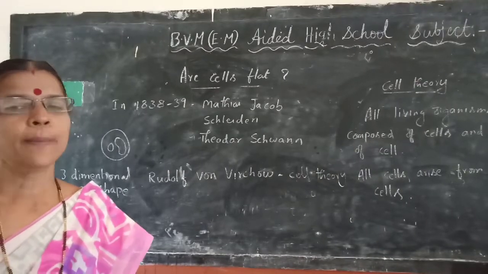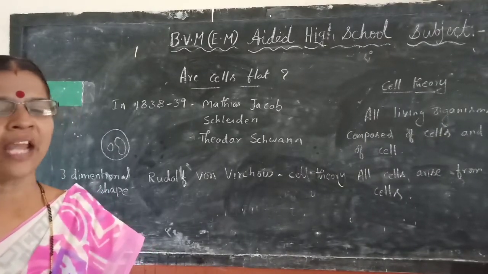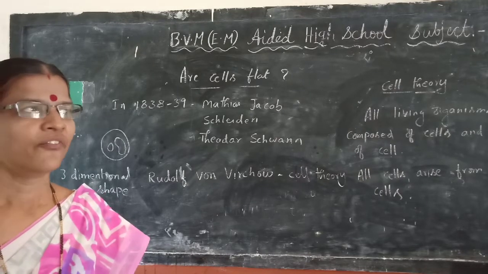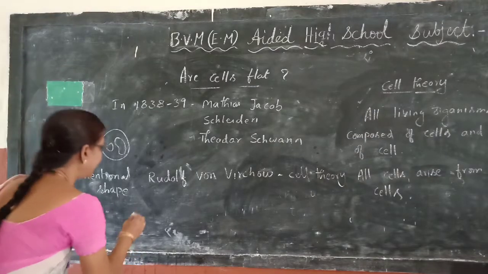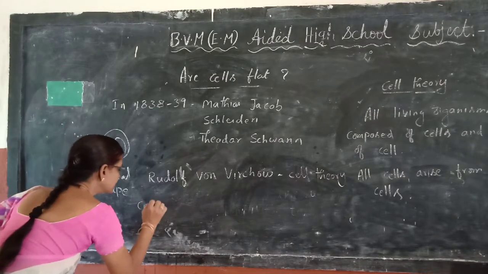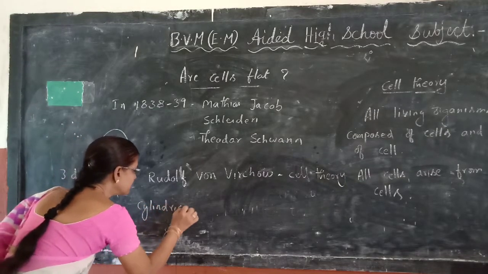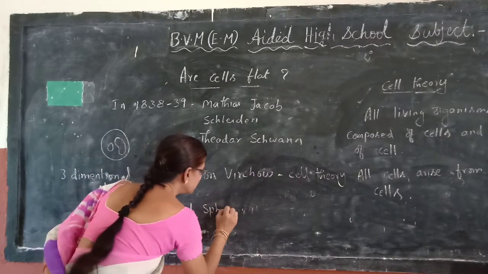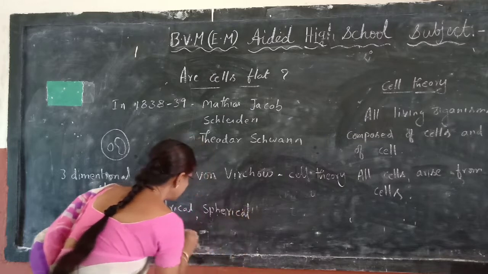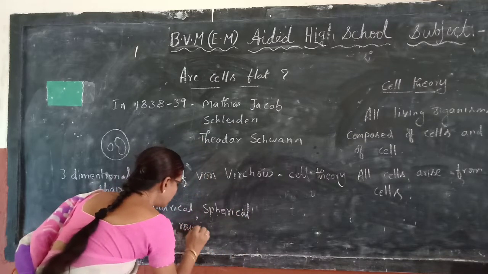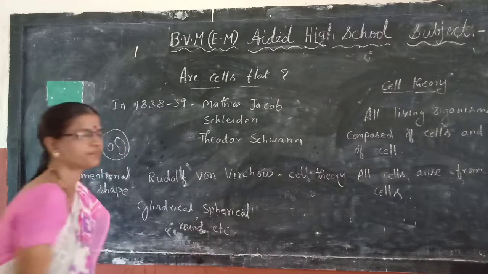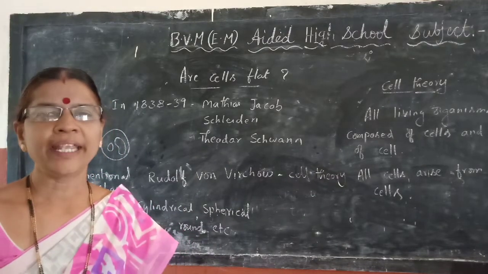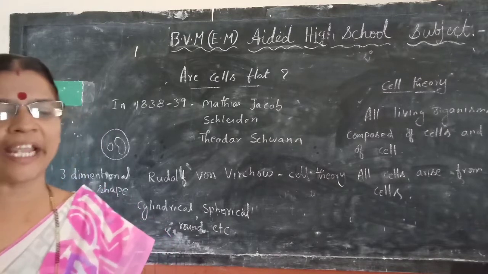If we use a powerful microscope, then we can observe the three-dimensional shapes of the cell, which may exist in cylindrical, spherical, round, etc. Whatever shape it may be, it is a three-dimensional shape.